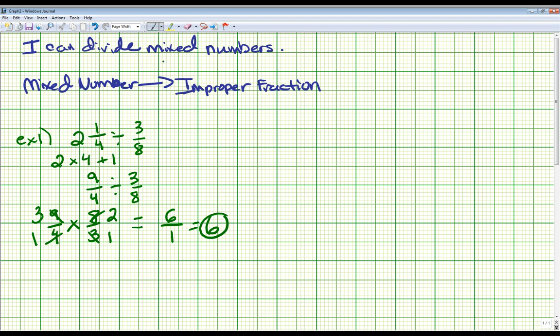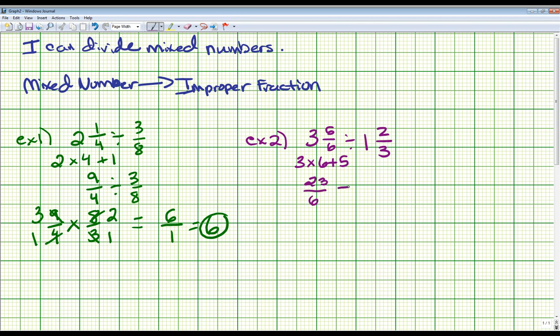The difference from example 1 to example 2 is that both numbers in the problem are mixed instead of just one. Example 2. The problem says 3 5/6 divided by 1 2/3. So now we're going to change both mixed numbers into improper fractions before we do our division. So we're going to take our whole number times our denominator, add our numerator. 3 times 6 is 18, and then we have plus 5, which would give us 23/6.